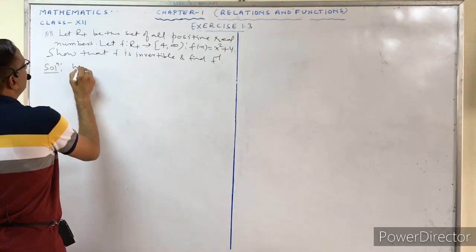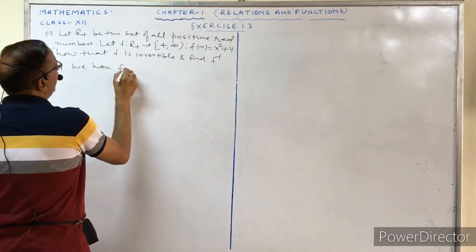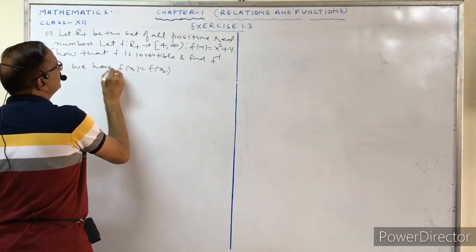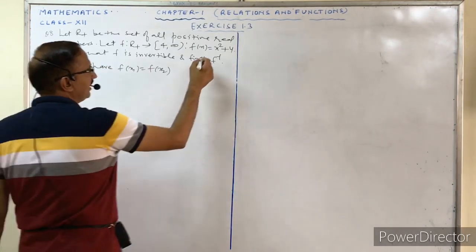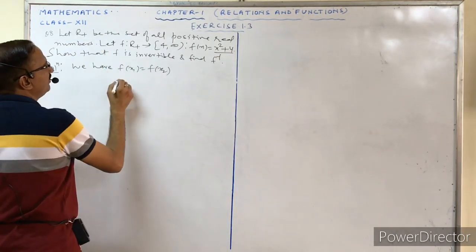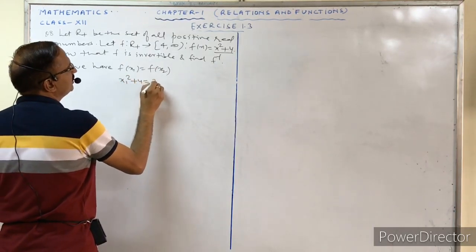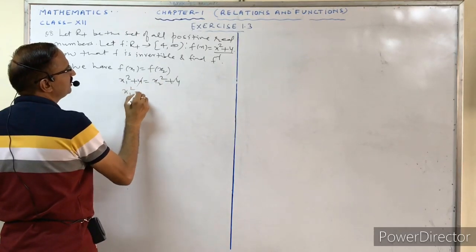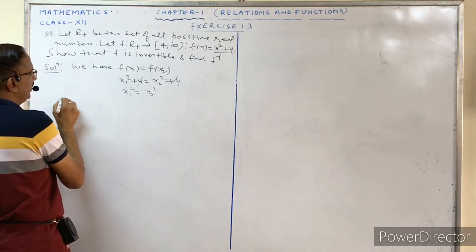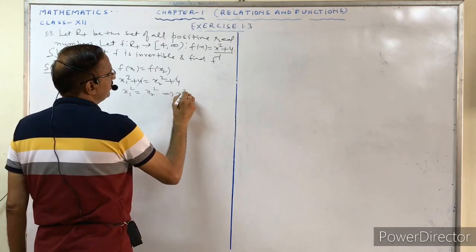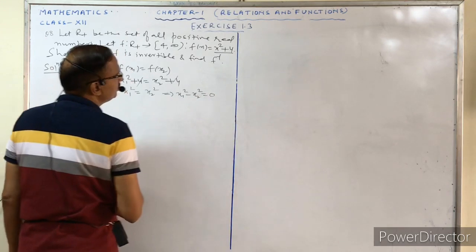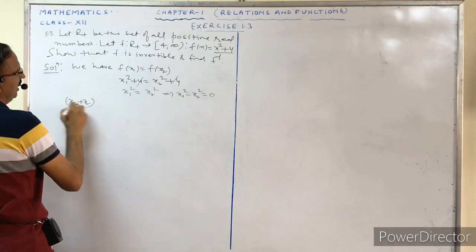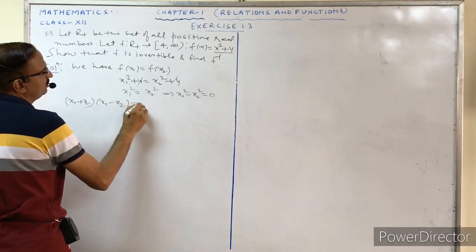First of all, we will write f(x1) equals f(x2). Now, what is f(x)? x square plus 4. So we will write x1 square plus 4 equals x2 square plus 4. Now 4 and 4 cancel out. x1 square equals x2 square, or x1 square minus x2 square equals 0. So by making factors, we get (x1 plus x2)(x1 minus x2) equals 0.